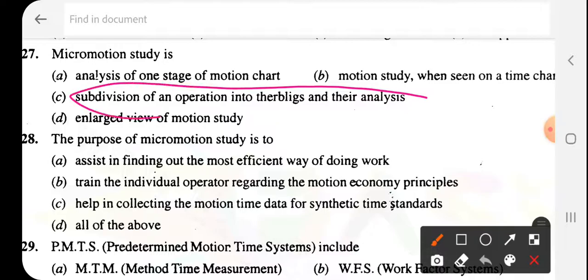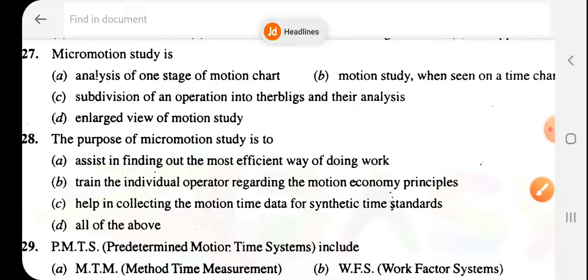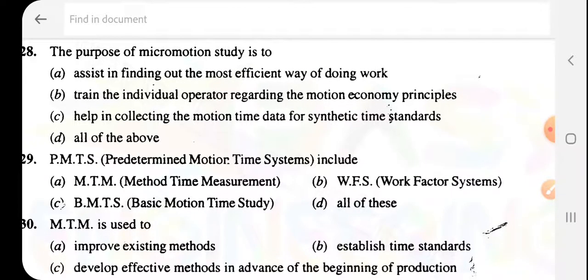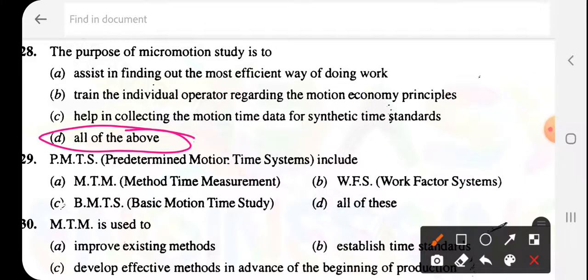This one was asked once in this exam, in Vizag Steel. This question was asked in 2017. A micro motion study is a subdivision of an operation into therbligs and analysis. In 2017, Vizag Steel copied questions from R.S. Khurmi. The purpose of micro motion study is all of the above: assist in finding out the most efficient way of doing work, train individual operators regarding motion economy principles, help in collecting motion time data for synthetic time standards.